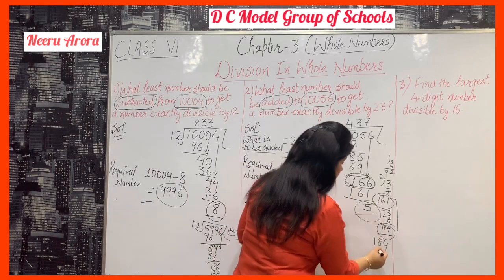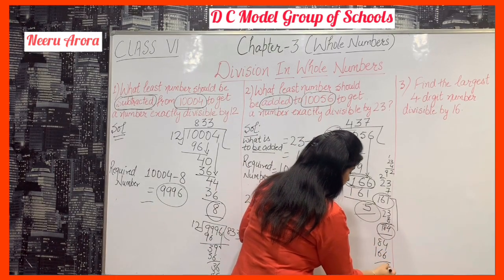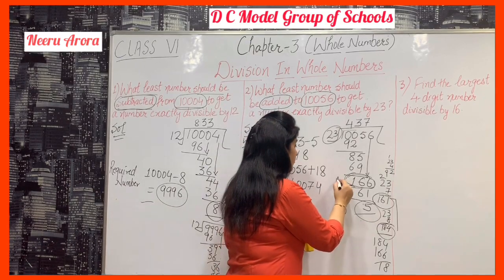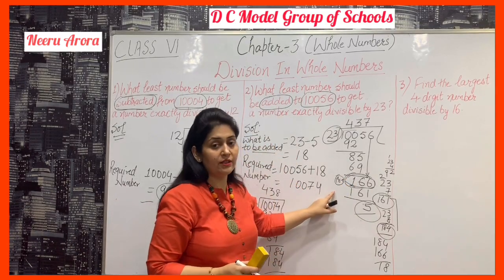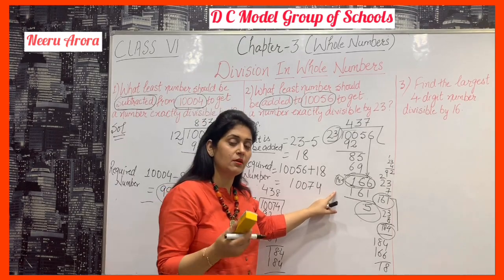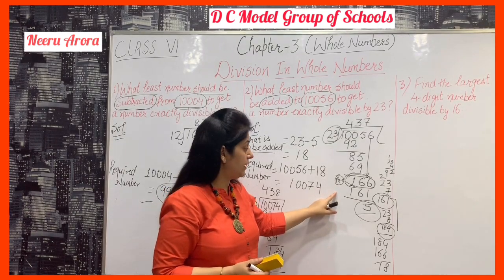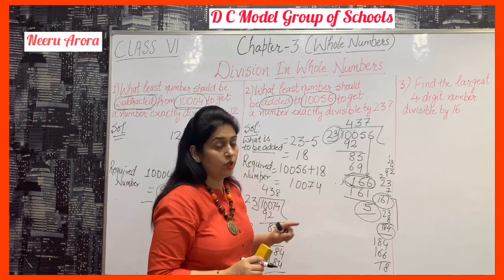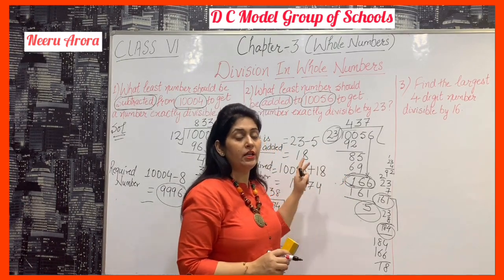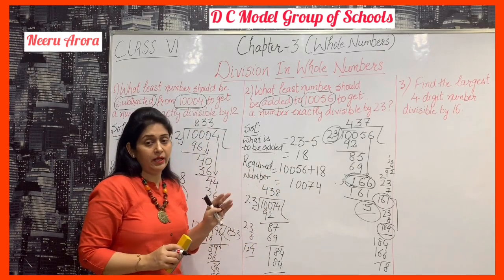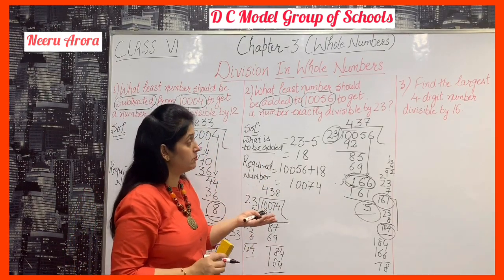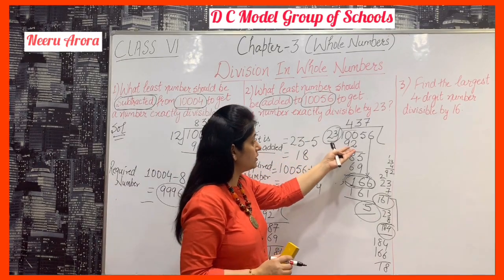So what we will do, we will just subtract and see. If we have 18 more than this number, we can say this number is divisible by 23. So that 18 we have taken out. You can do it in this way, or you can keep the rule in mind. Both ways are correct.